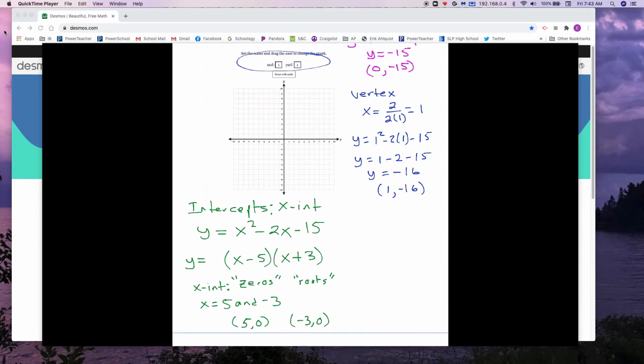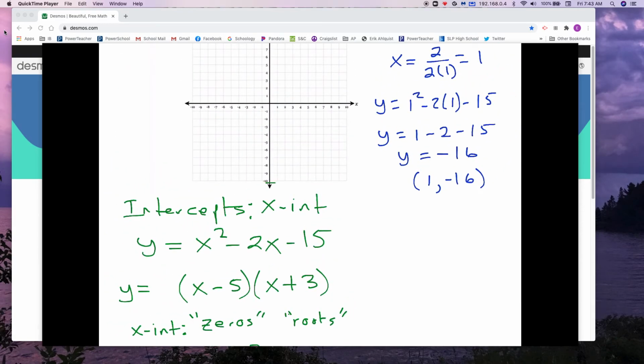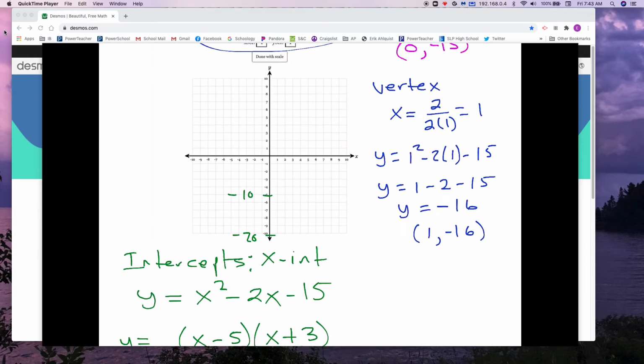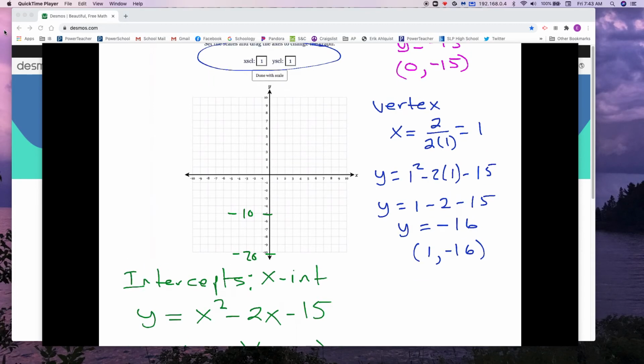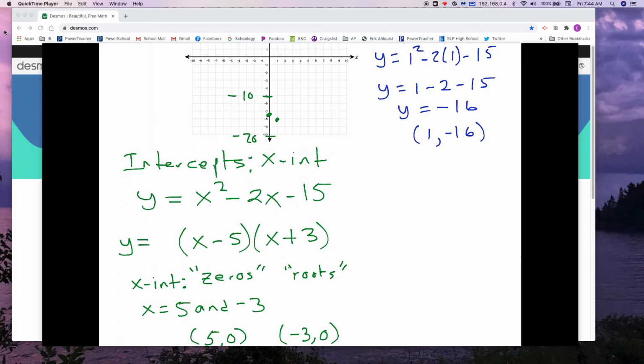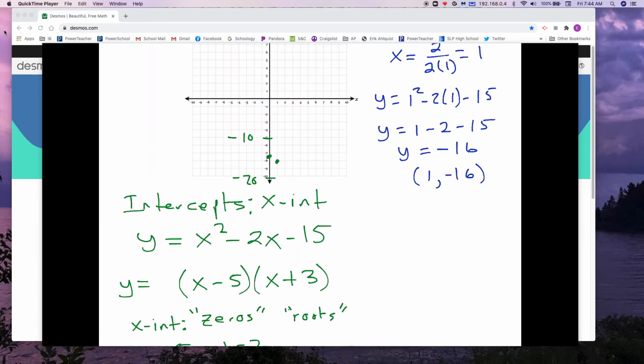We're going to have to adjust this graph. I'm going to let you think about what that would be. But if I adjusted this graph and made it go all the way down to negative 20 down here, that means this would be negative 10, and so on. And if I started plotting this, 0, negative 15 would be somewhere right here. 1, negative 16 would be maybe right here. 5, 0, and negative 3, 0.